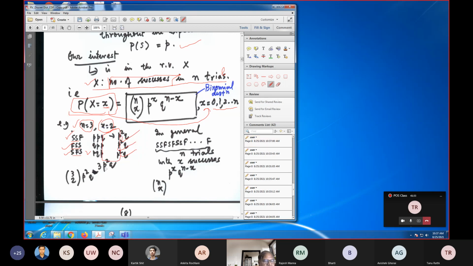Okay. So 3p square q is the required probability. Or we can write this as 3C2 p square q, which means out of the 3 trials getting 2 successes. So in general, how do we derive this expression?